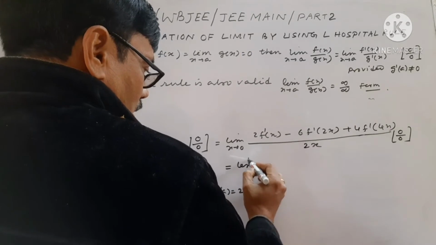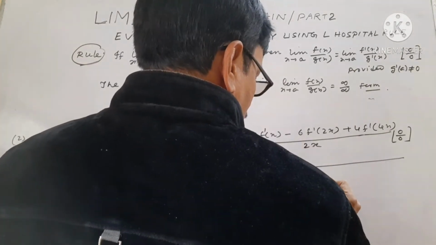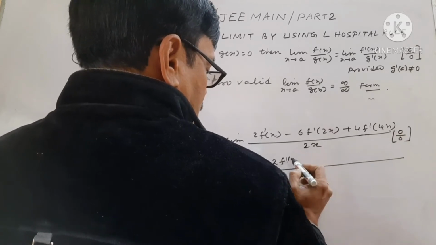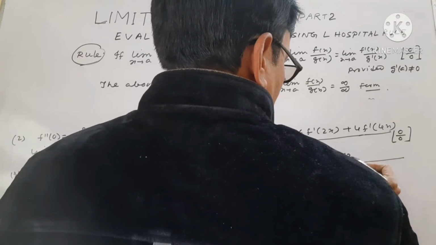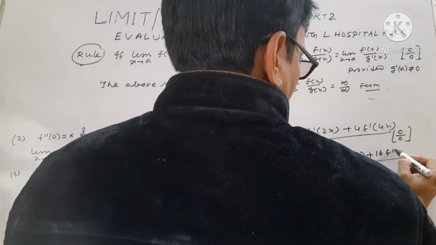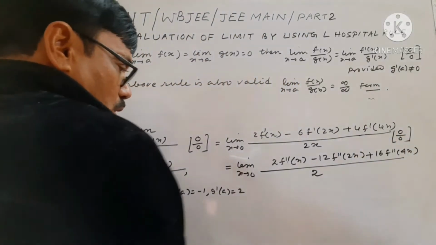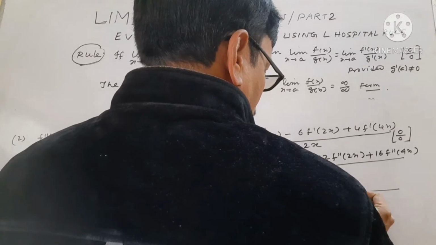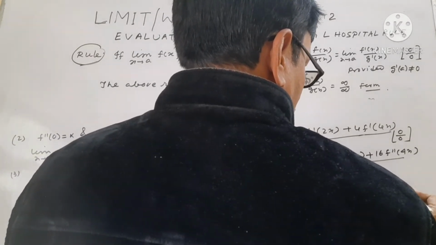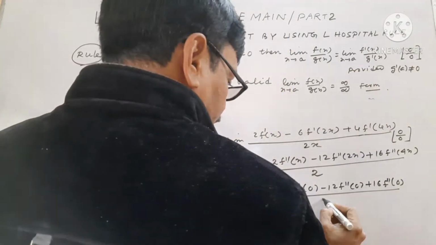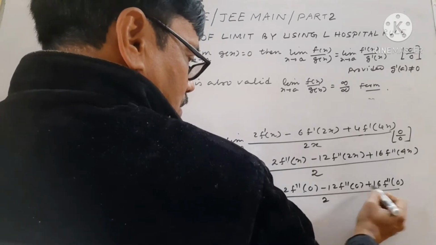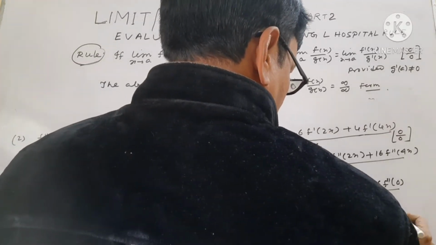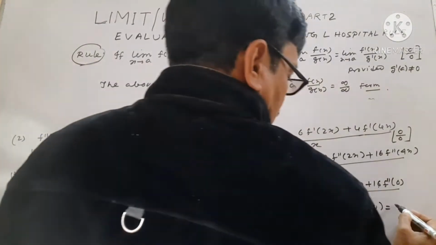So limit x tends to 0 of 2f''(x) minus 12f''(2x) plus 16f''(4x), by 2. If we put x equals 0, this is 2f''(0) minus 12f''(0) plus 16f''(0), so finally 18 minus 12, which is 6f''(0) by 2. So 3f''(0). So f''(0) is k, so the answer is 3k.